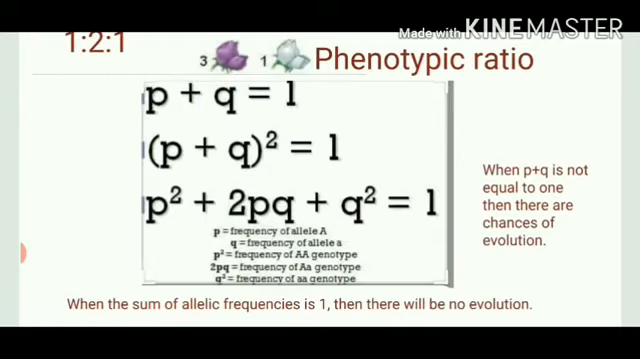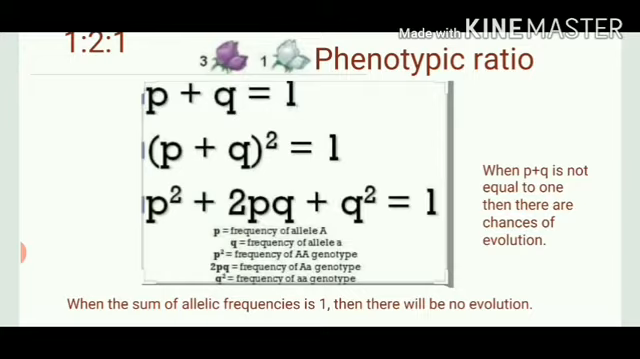So you can see here, generally we said p plus q is equal to 1 and the whole square of p plus q is also equal to 1. Then when we open this whole square, it comes p square plus 2pq plus q square is equal to 1. So here all the kinds of frequencies are written. What is p? Frequency of allele A. If you do not want to write capital A here, you can also write capital P here.